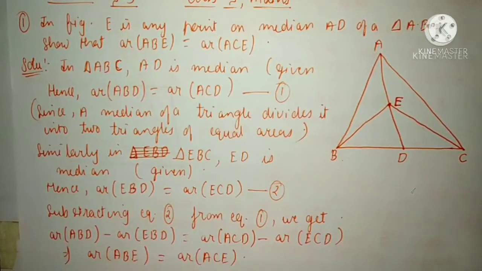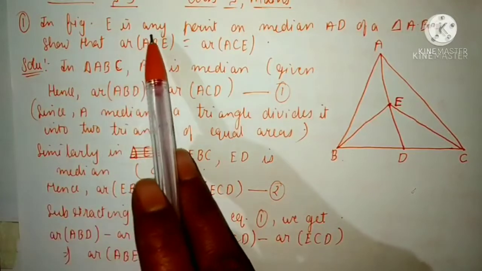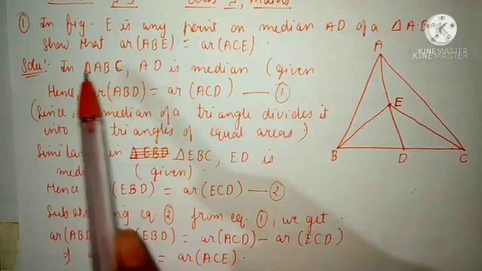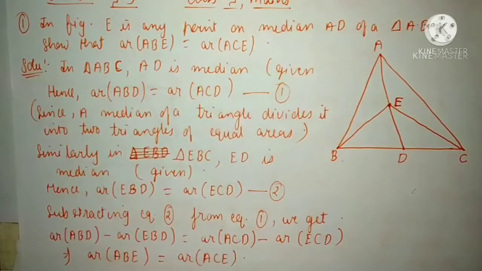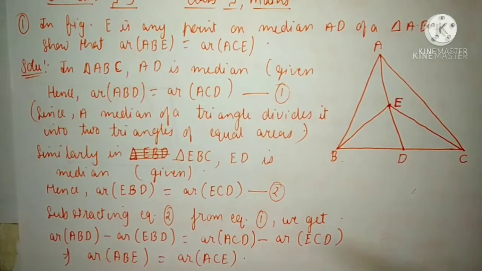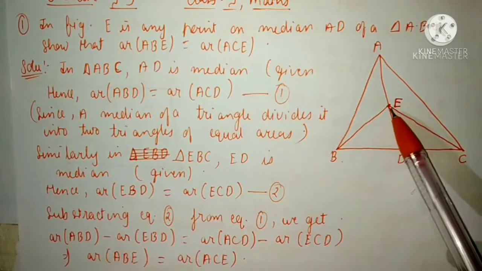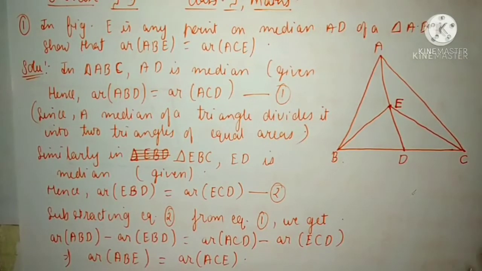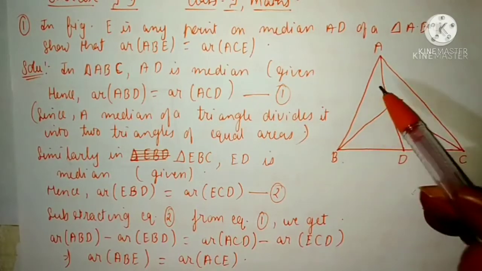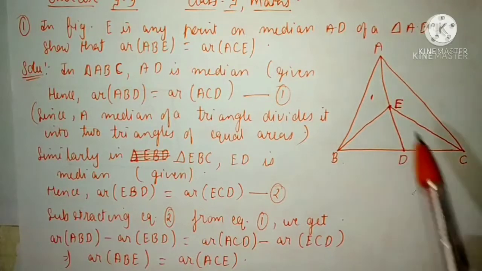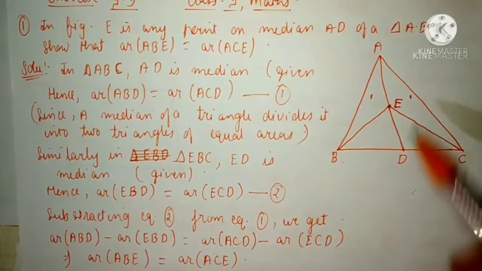Now see the first question. In figure, E is any point on median AD of triangle ABC. Show that area of ABE equals area of ACE. Now this is a triangle, and this AD is the median of the triangle, and E is any point on median AD. Now we have to prove that area of ABE, that means this triangle, is equal to area of ACE, that means this triangle.